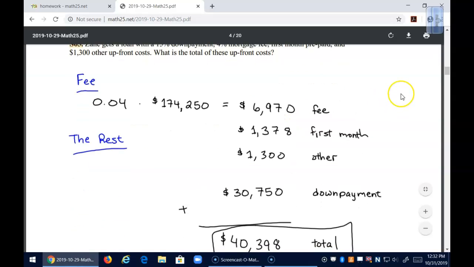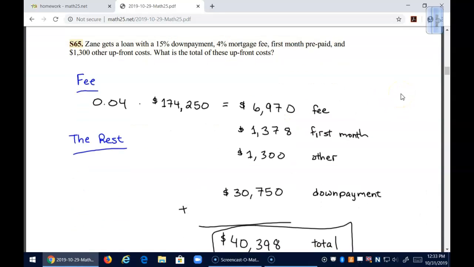That makes sense. His fee is 4%, and it's 4% of what the loan actually turned out to be without the down payment. So multiply by 0.04, there we go. The first month we just found, he had some other expenses that were just given to us, and there was that big down payment. So add them all up, and that's how much cash he has to have if he wants to actually go out shopping.